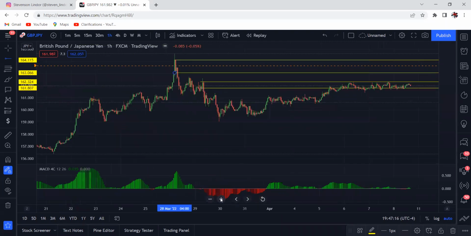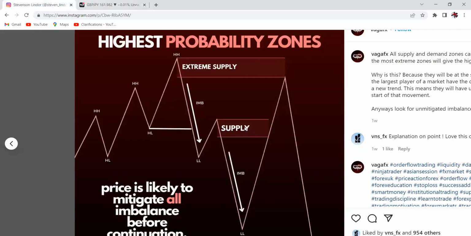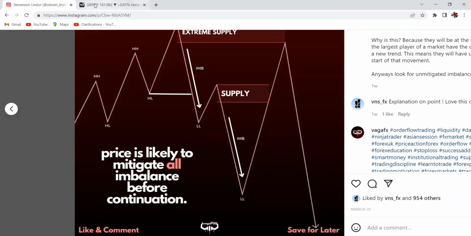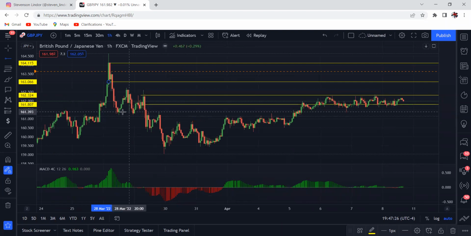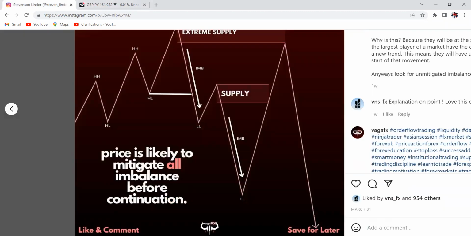Yes. Right. So you can have two zones. You can have a minor and then you can have a major, right? At the end of the day, it's all going to get mitigated, right? It's all going to get filled. And as you can see here, right, the best ones are always ones with the POIs that have inbound, right? Get the imbalance candle right before you get that continuation.